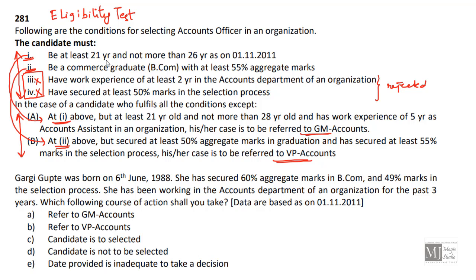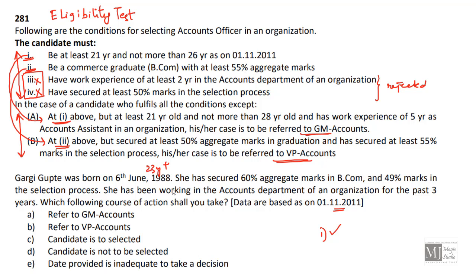So what are the conditions? He should be 21 years and not more than 26 years as on 1/11/2011. Data are given for 1st November 2011. Gargi Gupte was born on 6th June 1988. So 1988 to 2011, it is 23 years plus. So more than 21, less than 26. First condition fulfilled.